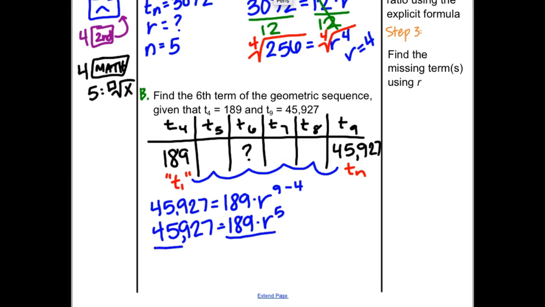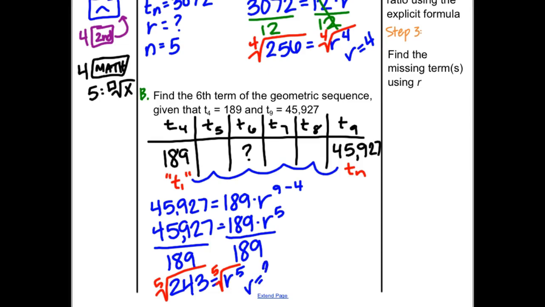We divide both sides by 189, and we get 243 equals r to the 5th. Before we had an r to the 4th, so we took the 4th root. Now we have a 5th power, so we're taking the 5th root. And it works the same way, except now instead of typing in a 4 like I told you before, you'll type in a 5 before you hit this special button. And when I do that, I get r, our common ratio, equal to 3.